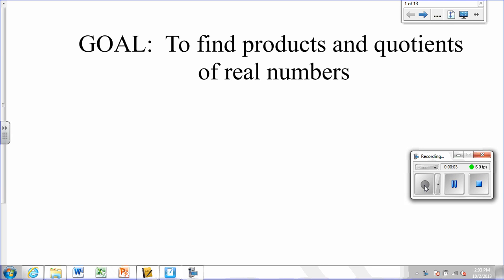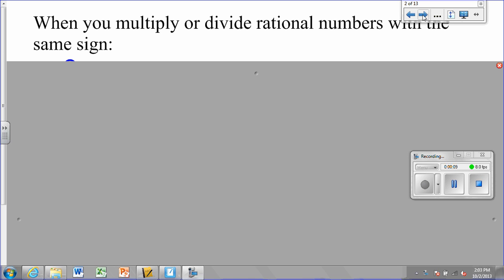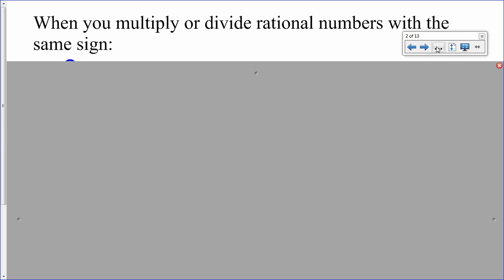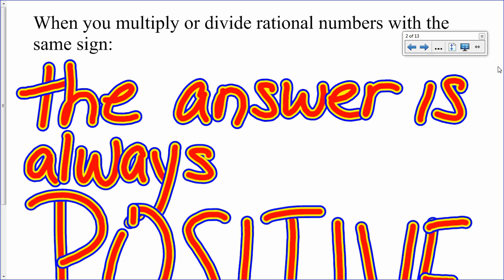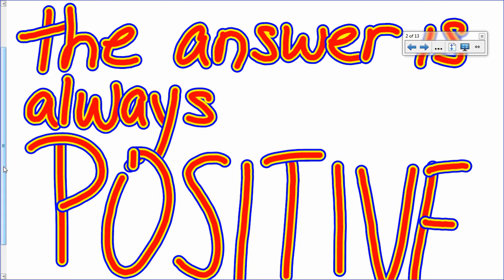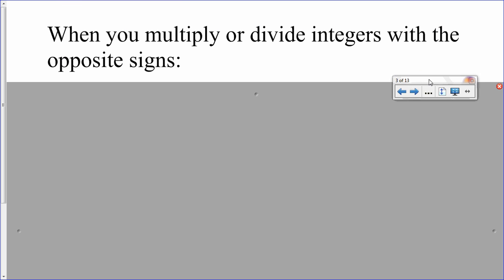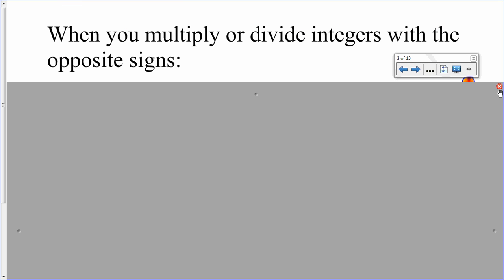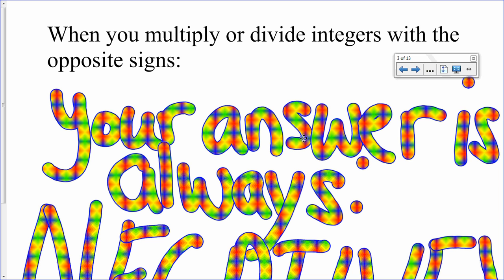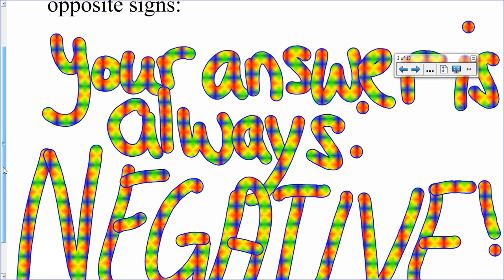Hi everyone. Today's lesson is to find products and quotients of real numbers. When you multiply or divide rational numbers with the same sign, your answer is always positive. Always, always, always. When you multiply or divide integers with the opposite signs, your answer is always, always negative.